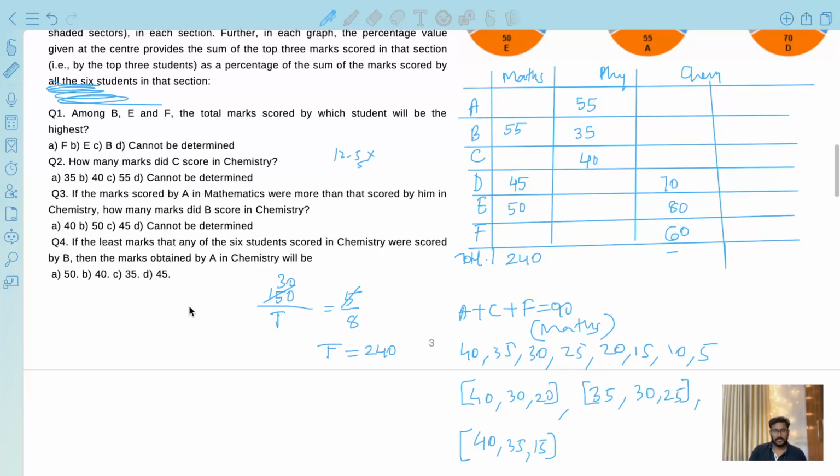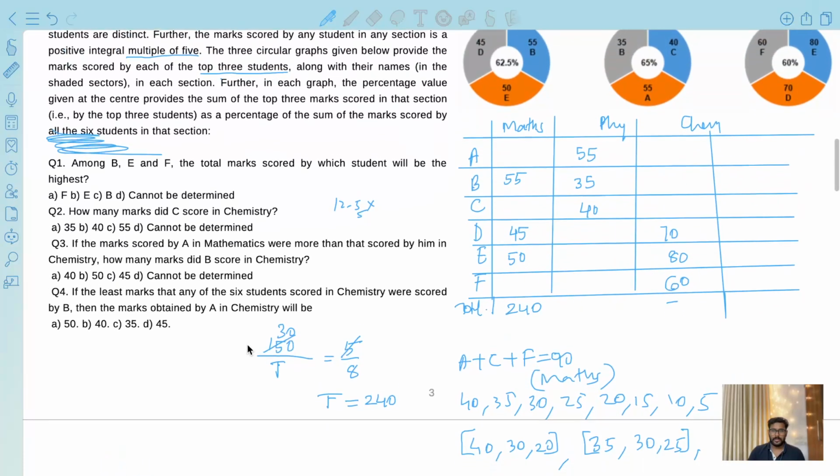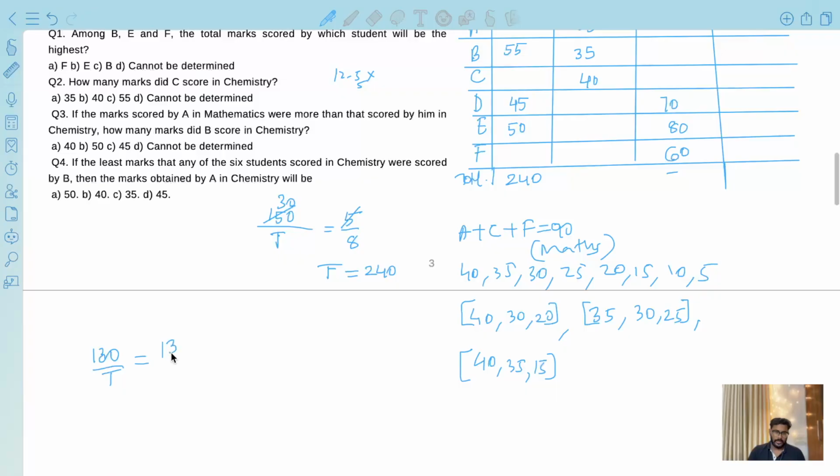Now for physics, what is the sum? 85, 90, 130. By total, how much percentage? 65 percentage. That is 13 by 20, 65 percentage. Right. Our total is 200. This is 130. Remaining is D plus E plus F, which is equal to 70.